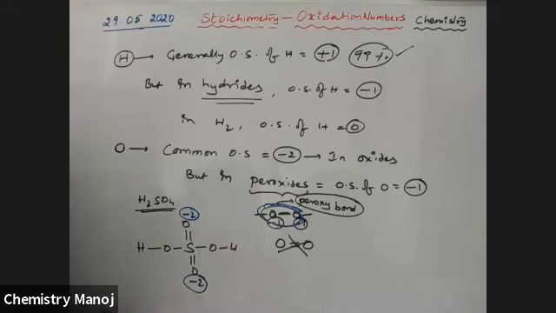It is -2. Is this oxygen with an O-O single bond? A single bond is there, but not with another oxygen. It is with sulfur. Only with another oxygen would it be -1. So this one also is -2. This oxygen also has no O-O single bond. This is also -2. Here hydrogen is in +1, here hydrogen is in +1.